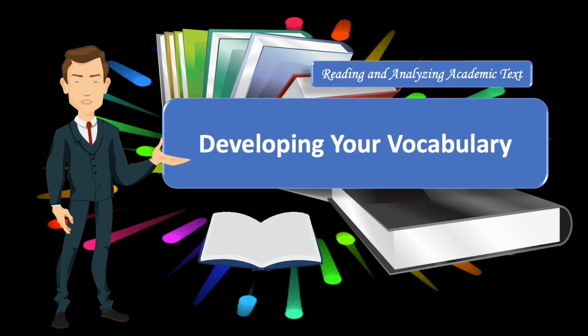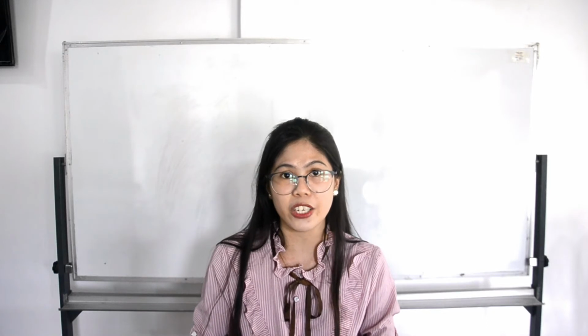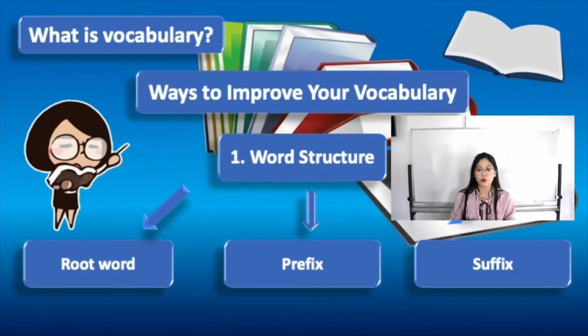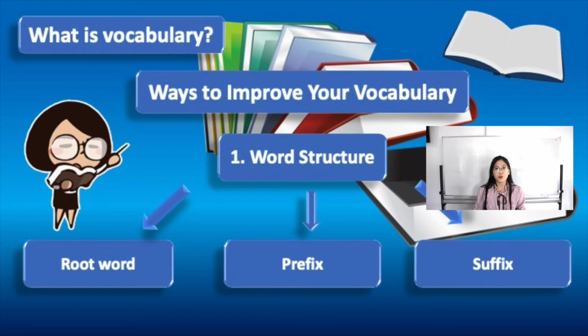When we say vocabulary, it means the words you know and use whenever you are speaking or writing using the English language. So it will be hard for you to analyze or even comprehend academic text if you have limited vocabulary. To improve that, I have provided here some ways. The first one is learning word structure. In word structure, you will learn the three parts of words, which are the root word, prefix, and suffix.